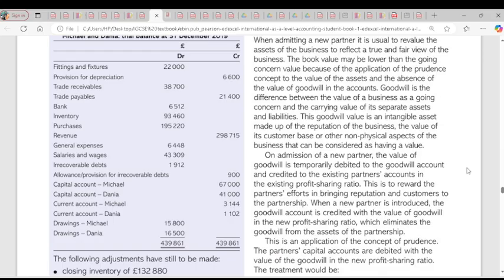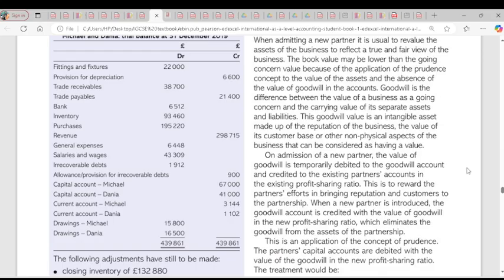Yes. That is the assets part, which must equal the capital and liabilities in your statement of financial position. Now we go to the capital and liability section. For capital, Michael is 67,000 and Daniel is 41,000. So the total capital now is 108,000.